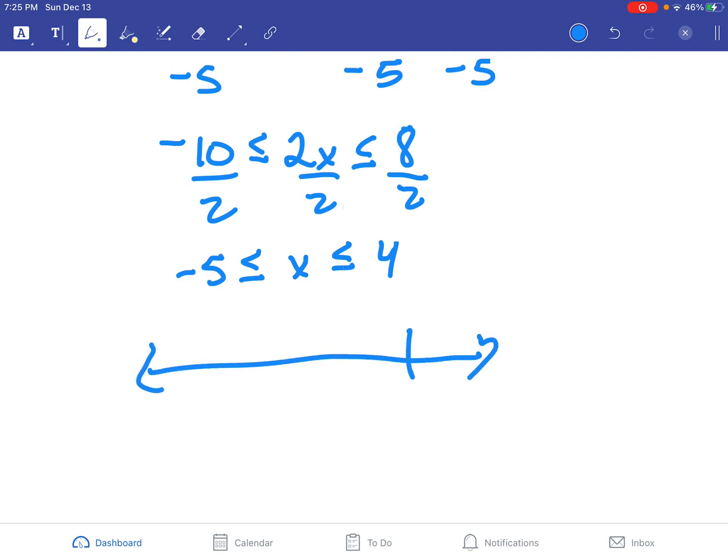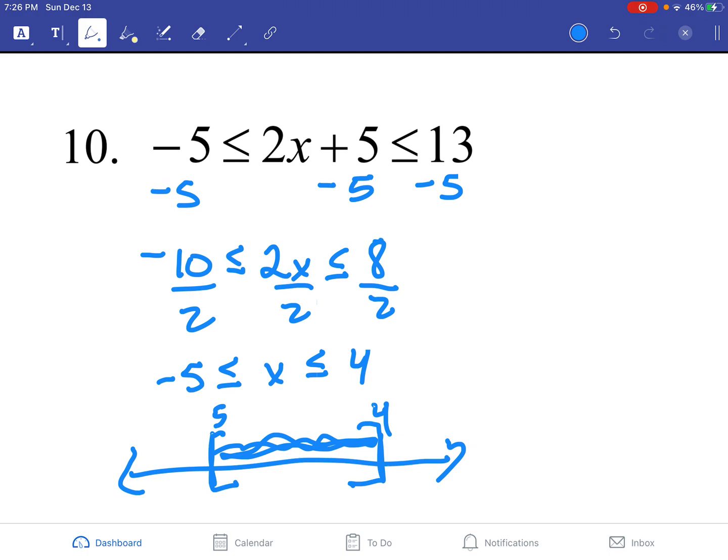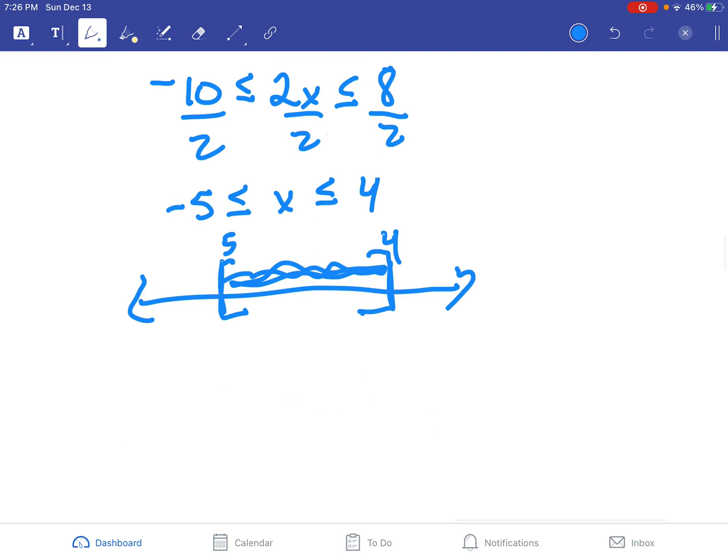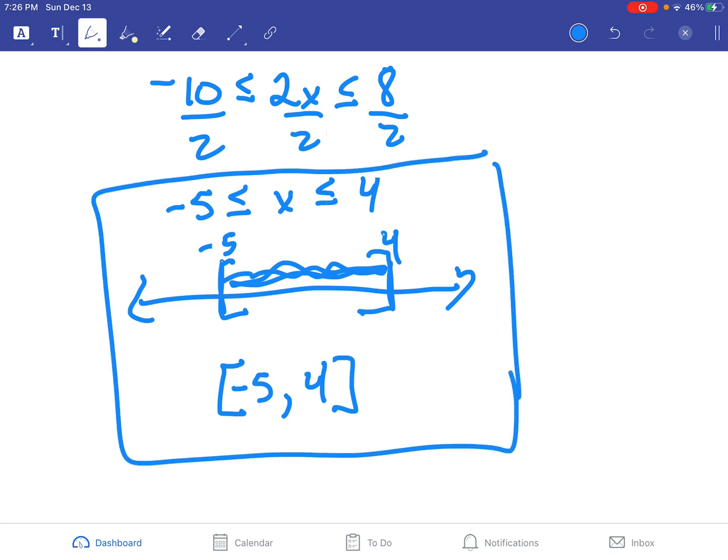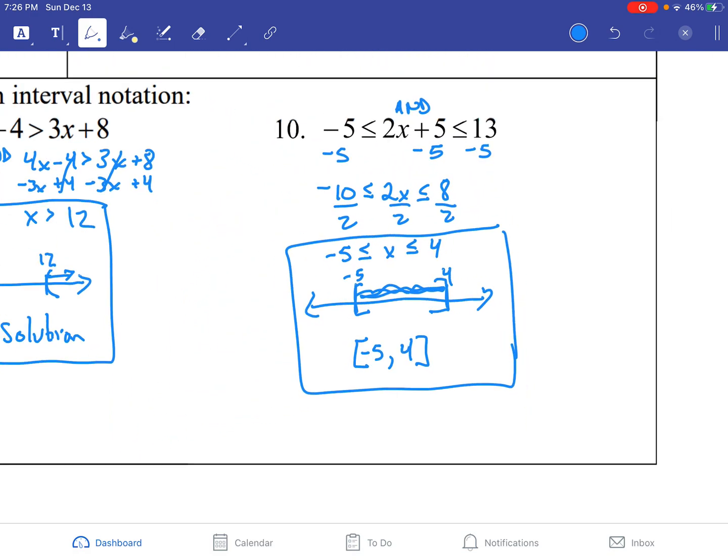On our number line, we have 4 going to the left and negative 5 going to the right. We'd be shading in between those 2 things, and that's good because as a compound, again, this is an AND question. And then for our interval notation, I'm sorry, that's negative 5. We'd have negative 5 with a bracket to positive 4 with a bracket. And again, you'd want to have these 3 pieces: the answer, the number line, and the interval notation.